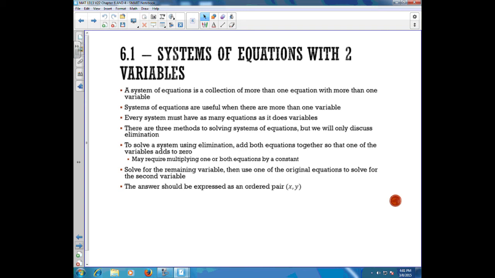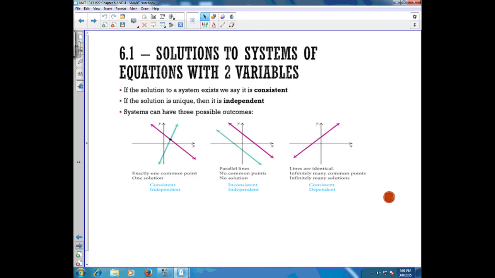When we're talking about systems with two variables, your answer should be written as an ordered pair, x and y. So it's going to be a point. If the solution to that system exists, we say that it's consistent. If the solution is unique, we say that it's independent. And so systems can have three possible outcomes. You can have two lines that cross each other and meet at one point. So it has exactly one solution, and that solution is unique. So it's consistent and independent.